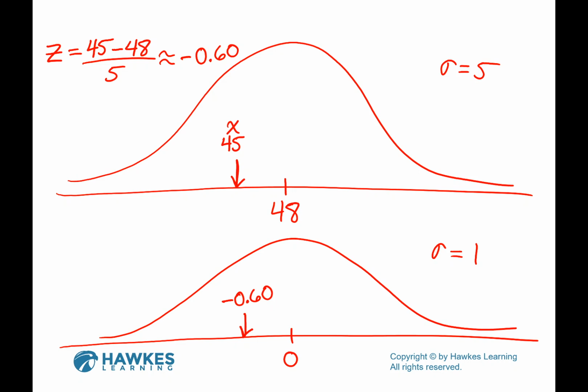So why do we care? Our point here is that instead of having to know a ton of information about infinitely many normal distributions, we can focus on just knowing one normal distribution really well. We can focus on the standard normal distribution, and everything we learn about it, we can make apply to infinitely many other normal distributions. That's our point there.